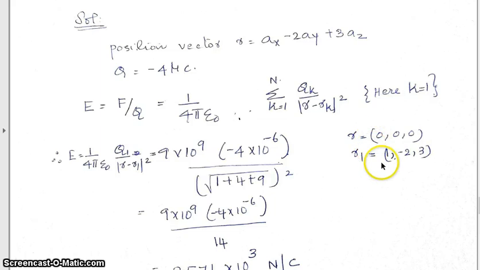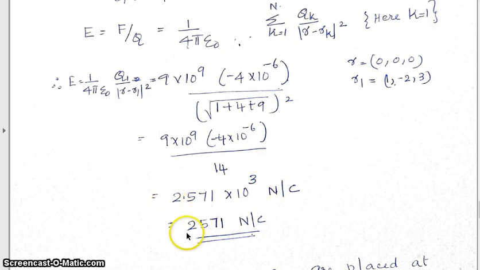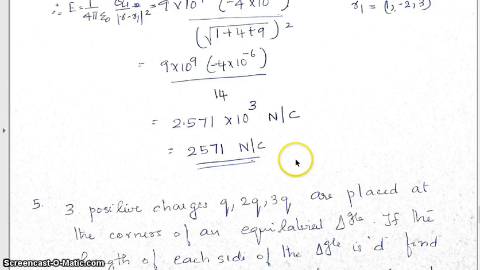So take R minus R1 and find the magnitude. You will get the square root of 1 plus 2 square plus 3 square, that is the magnitude of R minus R1, and then that magnitude, the whole square, is the expression, that is this square. So finally you will get 2571 Newton per coulomb. The unit of electric field intensity is Newton per coulomb.